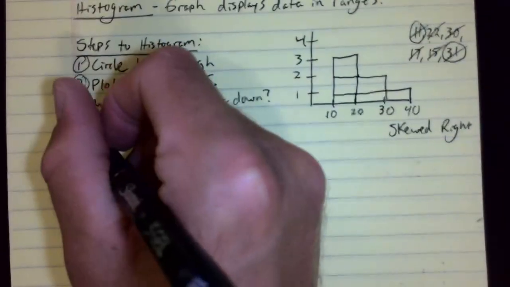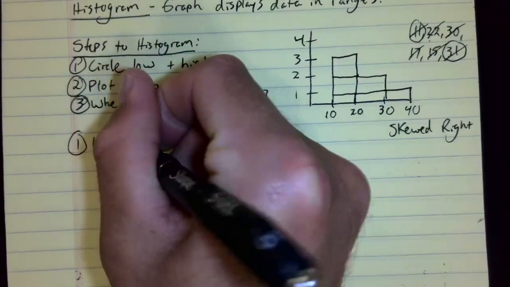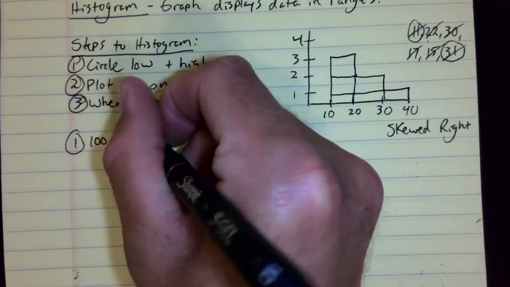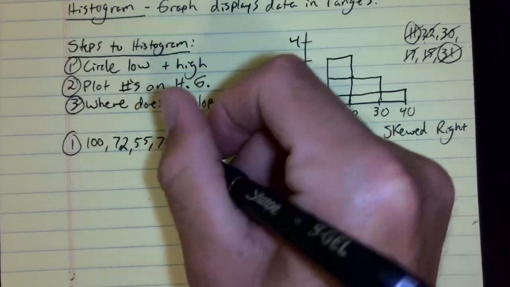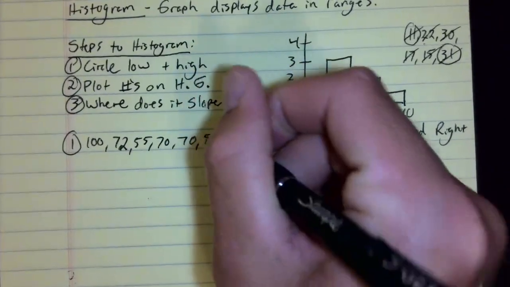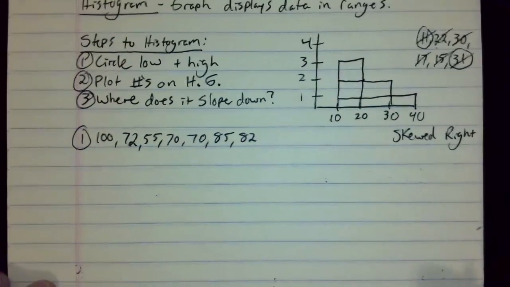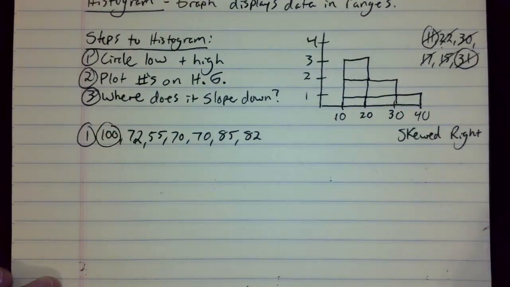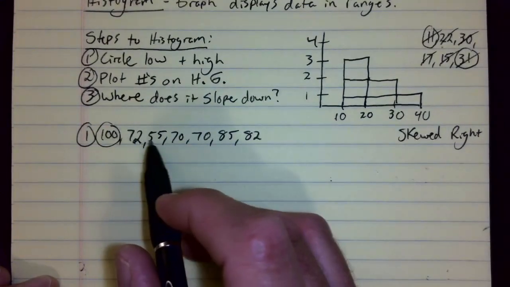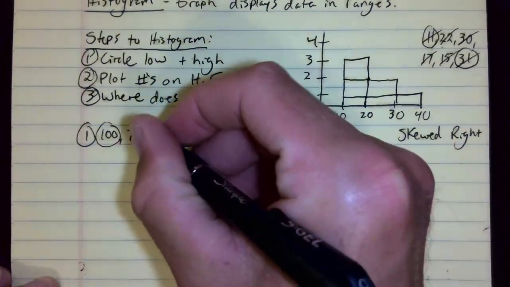Number 1, your numbers are 100, 72, 55, 70, 85, 82. Perfect. So now we have numbers. Let's circle your high. Well, that's obvious. That's 100. And your low, which one is your low? Looks like 52, 55. Anything lower than 55? Nope, 55 is your low.